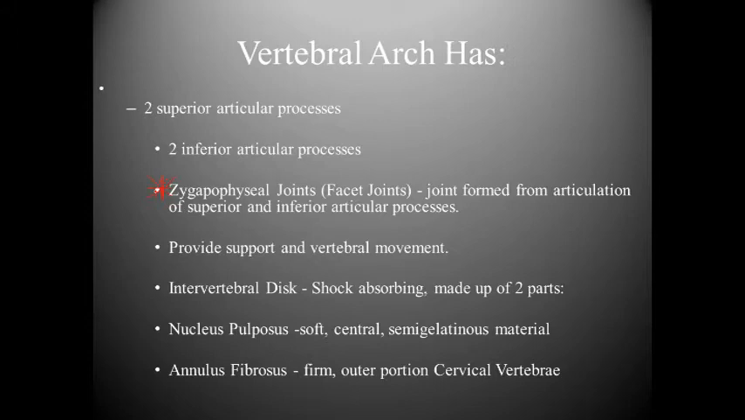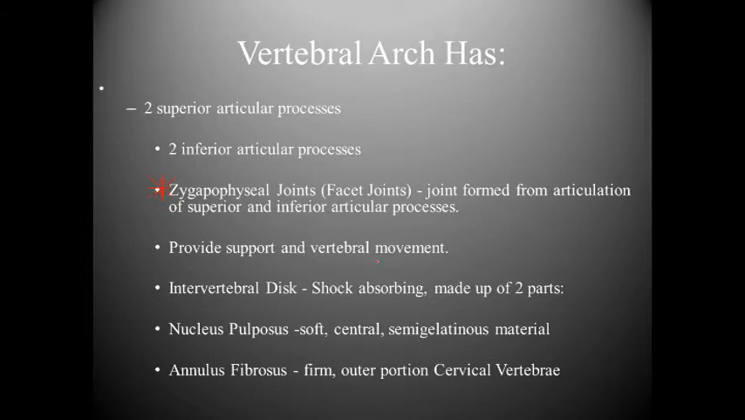But also, we have the intervertebral disc, which is the shock-absorbing part of the vertebrae, situated in between the vertebral bodies. And it's made up of two parts: the nucleus pulposus, which is the soft central semigelatinous material, and the annulus fibrosus, which is the firm outer portion.